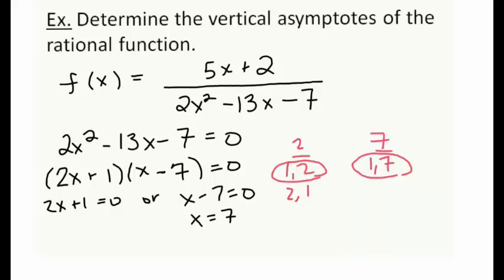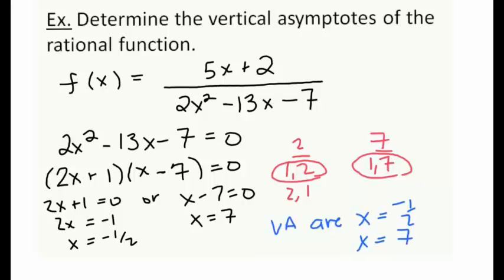The second one's pretty easy to solve. We get x is equal to 7. The first one, we can subtract 1 from both sides to get 2x equals minus 1, and then divide by 2 to get x is equal to negative 1/2. All of this work tells us that this rational function has two vertical asymptotes, one at x is equal to negative 1/2, and one at x is equal to 7.